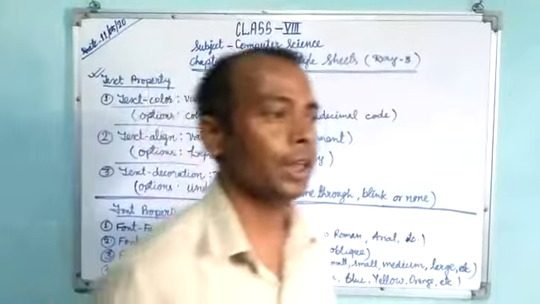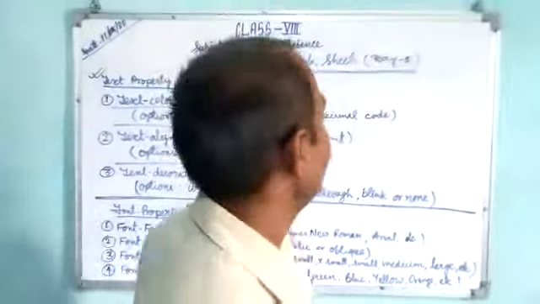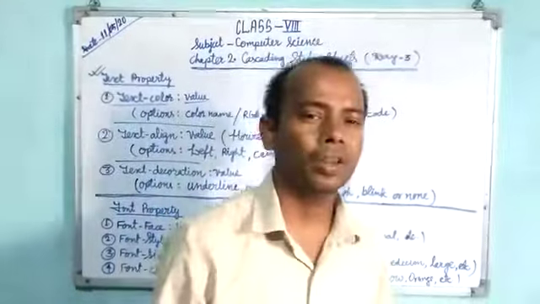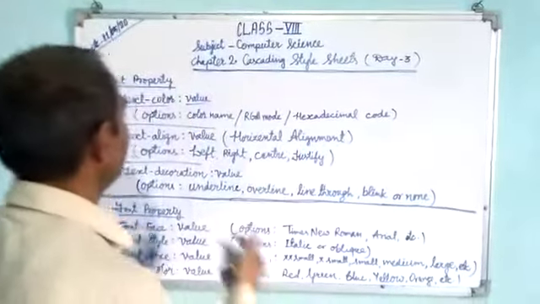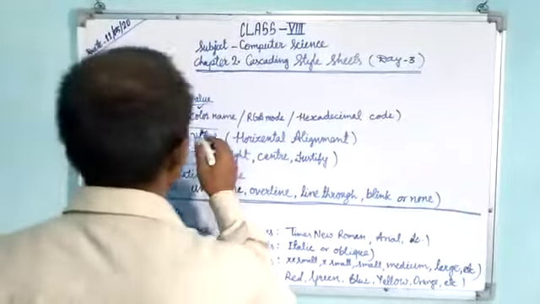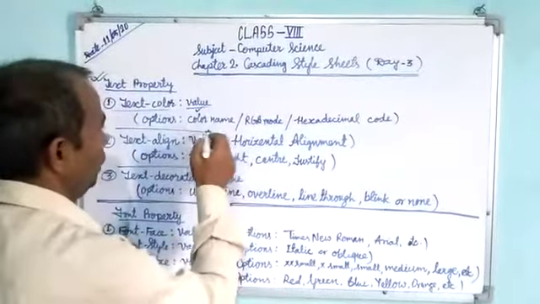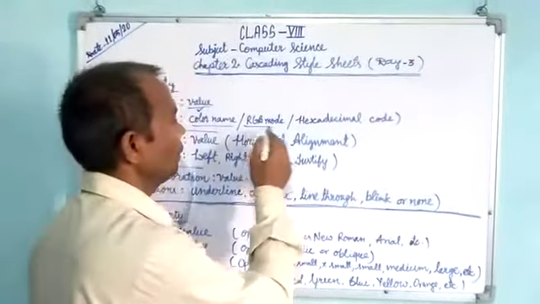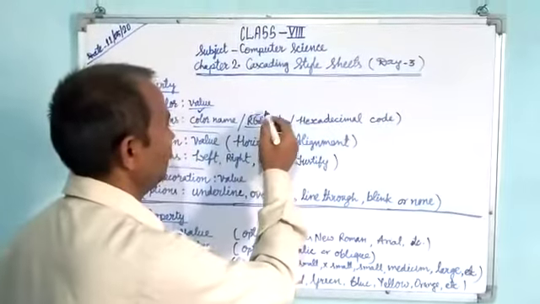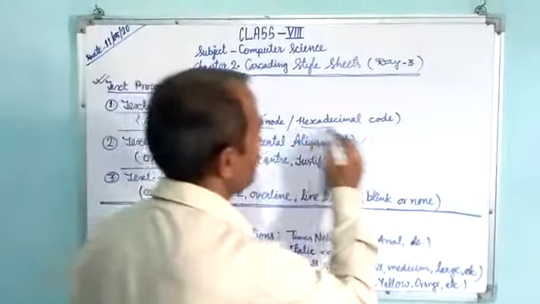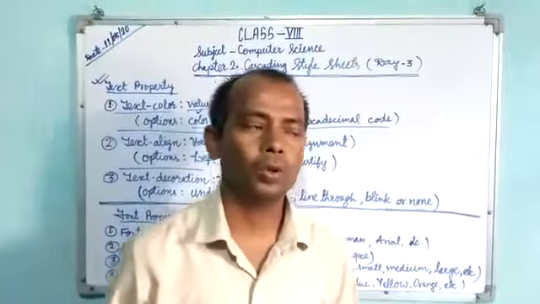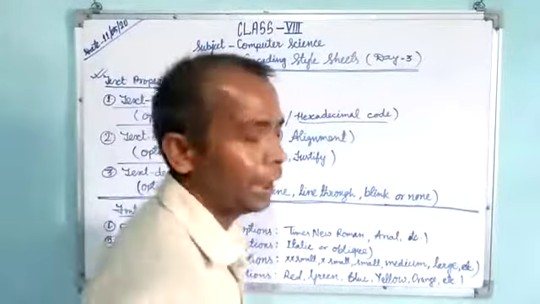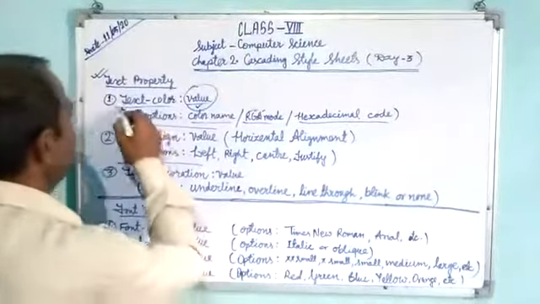If we want the text to be blue, we put the value blue here. We can put black, red, orange, yellow, whatever we want. In place of the value we put the color name, or we can also put RGB modes, meaning red, green, blue modes, or hexadecimal codes. We simply put the code in place of the value, and automatically that color comes. So this is the text color.